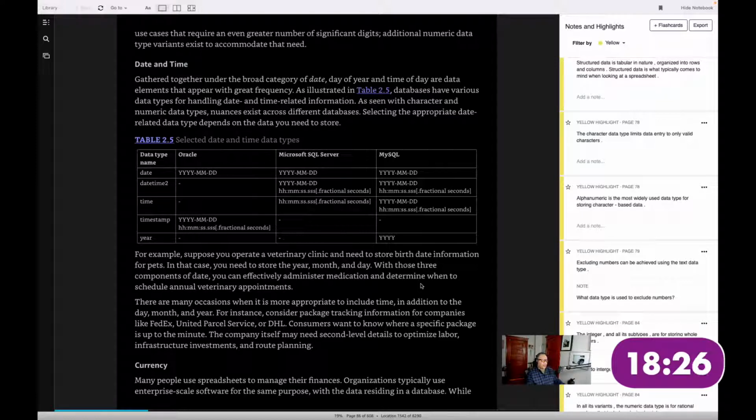I didn't see him speak about there being a standard, like an international standard for date and time. You just kind of have this depending on the different quote unquote data types. And the three systems that he's talking about, Oracle, Microsoft SQL Server, and then MySQL.